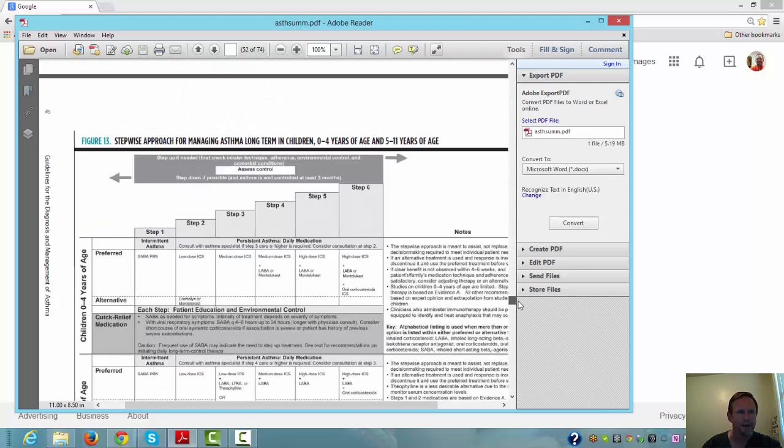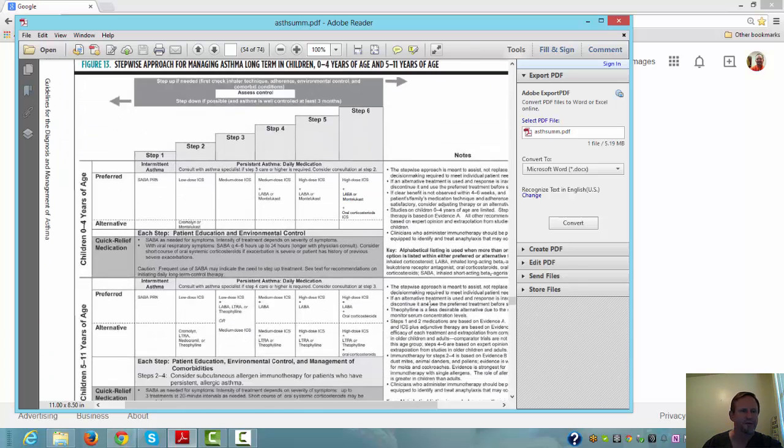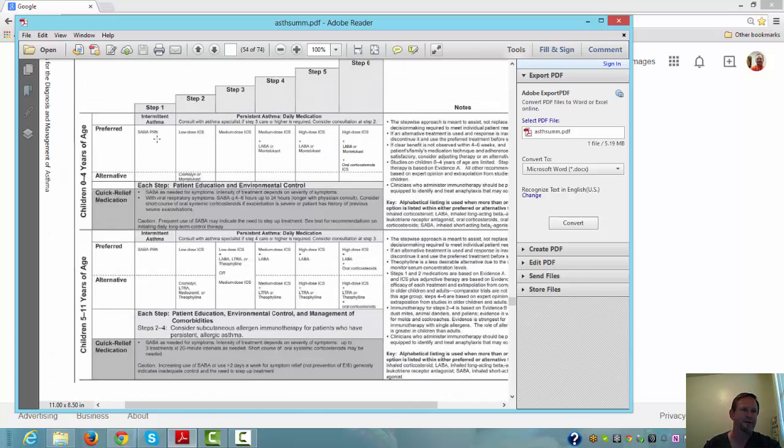Okay, so that would be the next table. Let me scroll right down to here. So let's say you wanted to start just at step 1. At step 1, intermittent asthma, children ages 0 to 4, you'd start with just a short-acting beta agonist PRN. That's basically your albuterol. Then step 2, you'd add a low-dose inhaled corticosteroid. At step 3, medium dose of inhaled corticosteroid. Then you'd add a long-acting bronchodilator, maybe a montelukast, which is a leukotriene receptor antagonist.